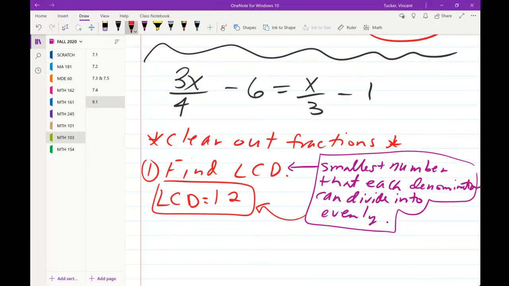Now, if by some chance you found a larger number, let's say you didn't see 12, you saw 24, as long as 4 and 3 can divide into them, you'll be okay. Just at the end, you will have to reduce. Not using the LCD means you will be reducing at the end. And that's not that big of a deal. You just have to make sure that your denominators, 4 and 3, can divide into whatever you call the LCD evenly.